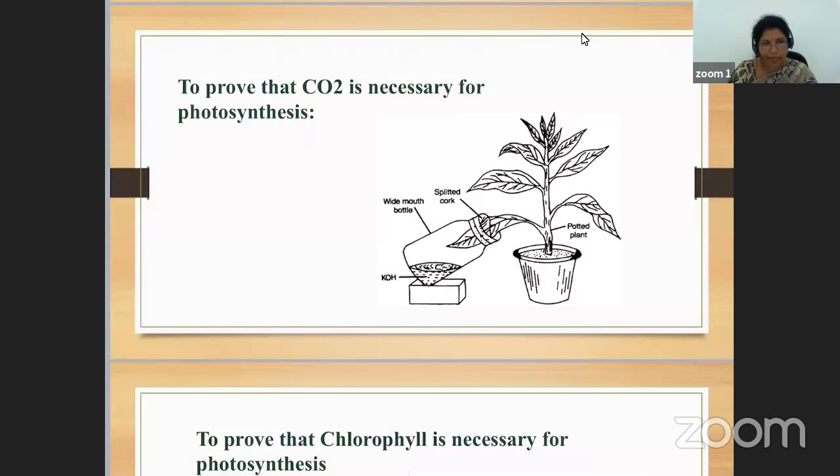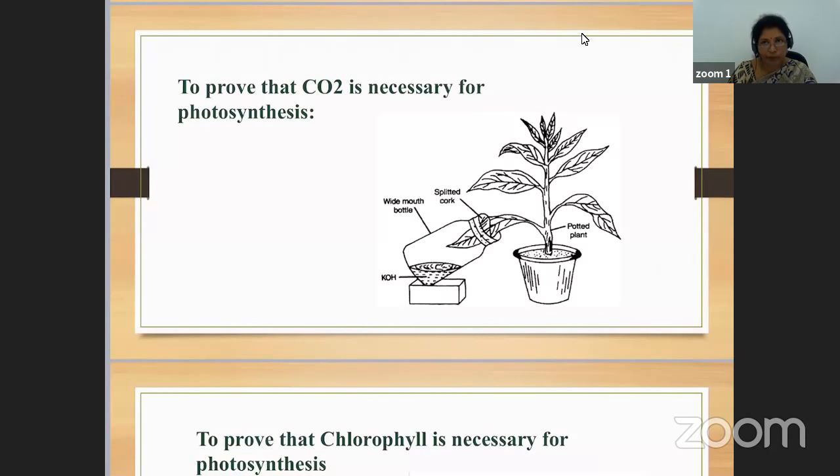Other examples are Indian pipe and Neottia. So what do they do? They obtain their nutrition from dead and decaying plants or animals. So they are known as saprophytes. And the type of nutrition is said to be saprophytic nutrition.